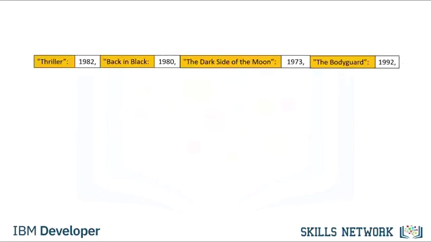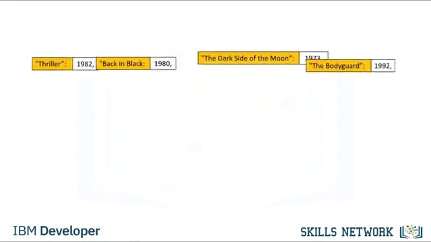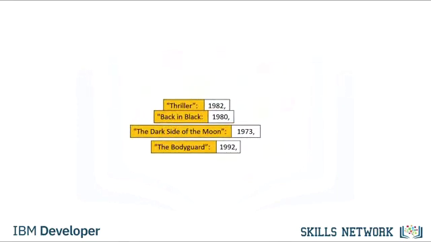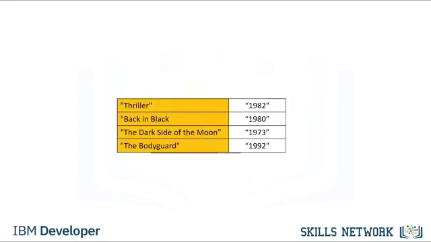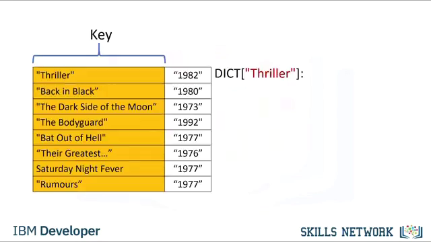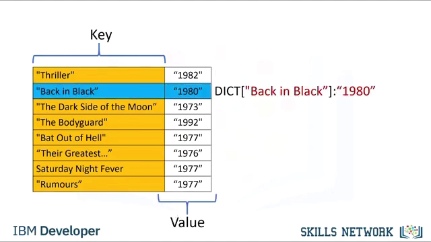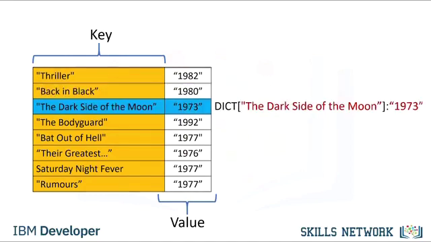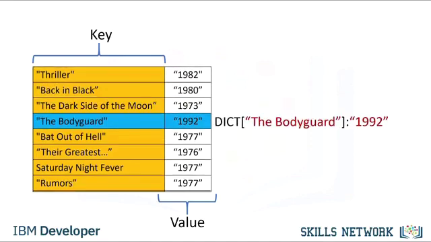We can use yellow to highlight the keys and leave the values in white. It is helpful to use a table to visualize a dictionary, where the first column represents the keys and the second column represents the values. We can add a few more examples to the dictionary. We can also assign the dictionary to a variable. The key is used to look up the value. We use square brackets. The argument is the key. This outputs the value. Using the key Back in Black, this returns the value of 1980. The key The Dark Side of the Moon gives us the value of 1973. Using the key The Bodyguard gives us the value 1992, and so on.